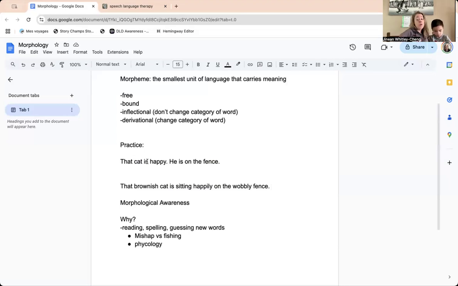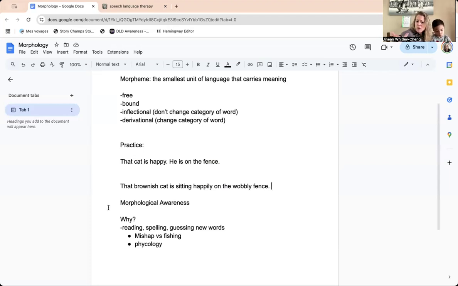And we know that morphosyntax, or using these kinds of morphemes and putting them together in sentences, tends to be very challenging for our kids with DLD. So that's why it's important for you to understand what on earth morphology, morphemes, and types of morphemes even are. Okay. And morphological awareness is super, super important for our kids with DLD, and often a very weak area.